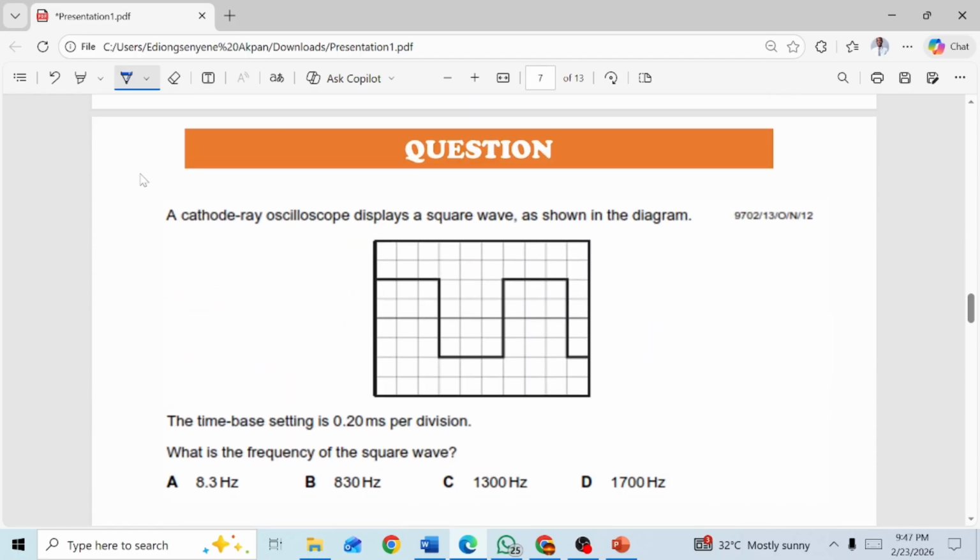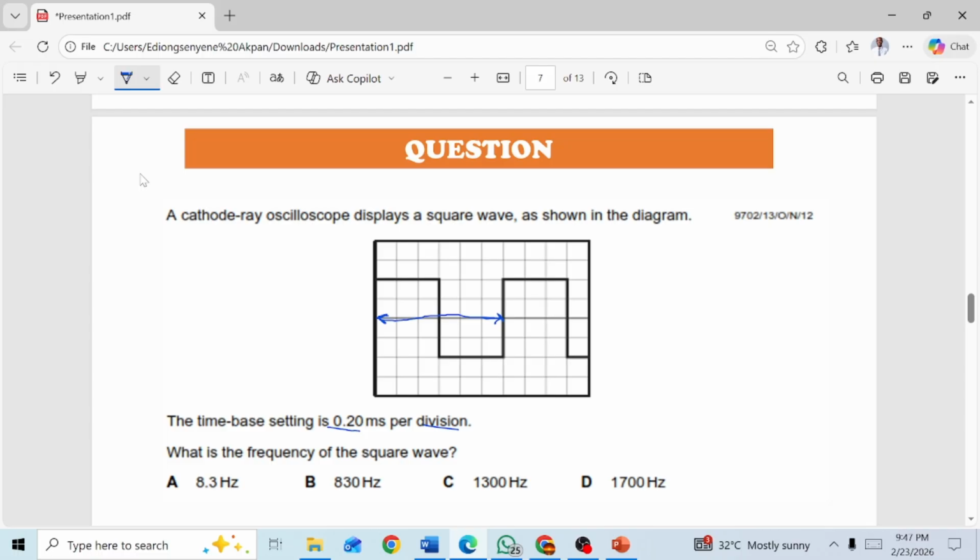This is a past question, 2012 October November, paper 1-3. A cathode ray oscilloscope displays a square wave as shown in the diagram. The time-base setting is 0.2 milliseconds per division. What is the frequency of the square wave? In this question, we are asked for the frequency. We will first find the period, then use it for frequency.